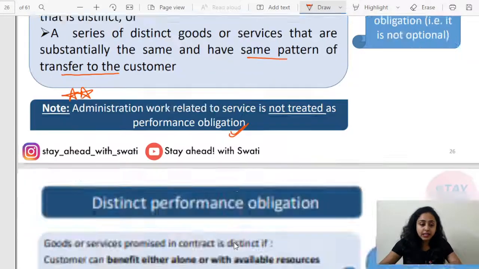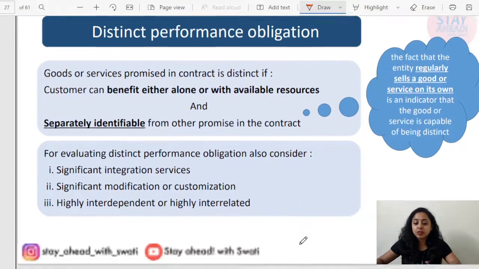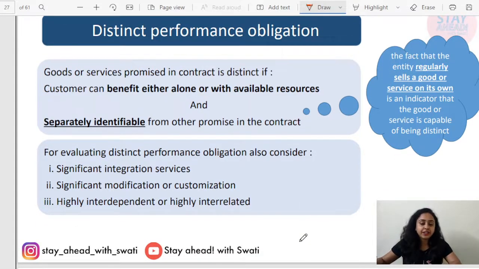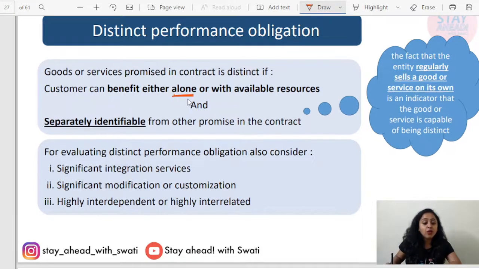Next, distinct performance obligation. Distinct means different. When will it be said that a particular performance obligation is distinct? Very important, please note it down. Goods and services promised in a contract are distinct if they have the capacity to give benefit on their own or with the use of available resources, and are separately identifiable from other promises in the contract. Then it is known as a separate performance obligation.